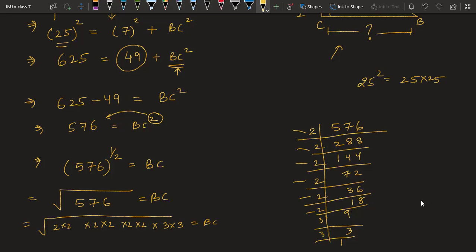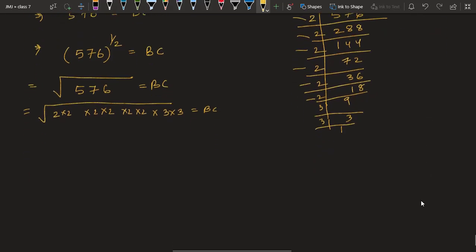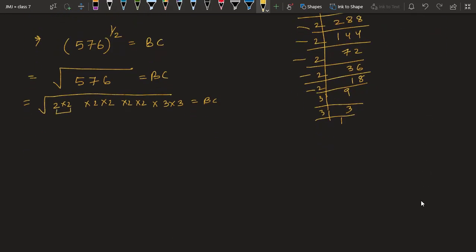Now we all know the rule of square root. All the pairs, only one will come out. So we have a pair of 2, 1 2 will come out. We have second pair of 2, 1 more 2 will come out, 1 more 2 will come out, and 1 3 will come out, and that will be equal to BC.